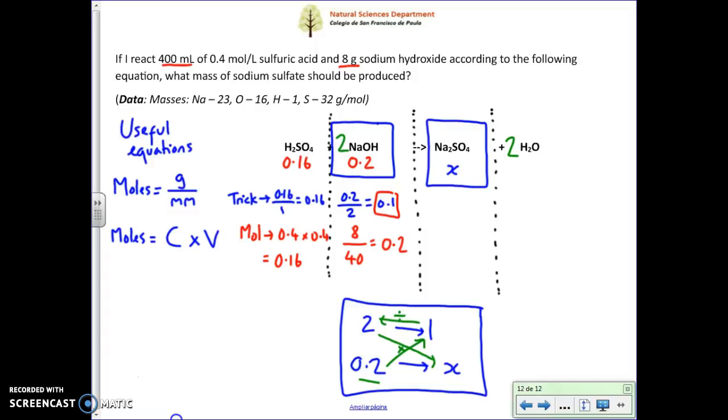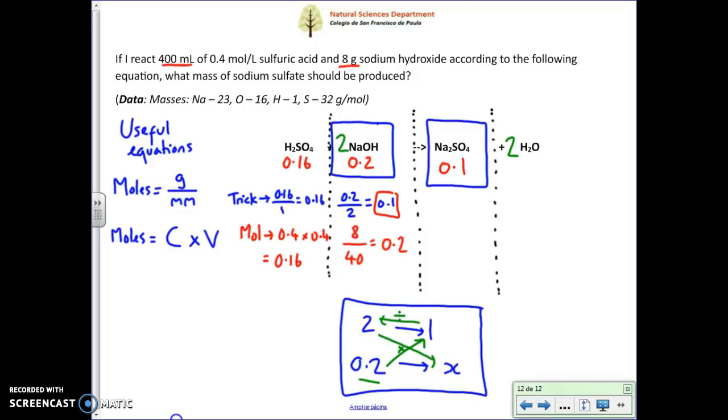What is X? 0.2 multiplied by 1 divided by 2 equals... 0.2 multiplied by 1 is 0.2. If I divide 0.2 by 2, it is 0.1, got there eventually. That is going to give me 0.1 moles of sodium sulfate.